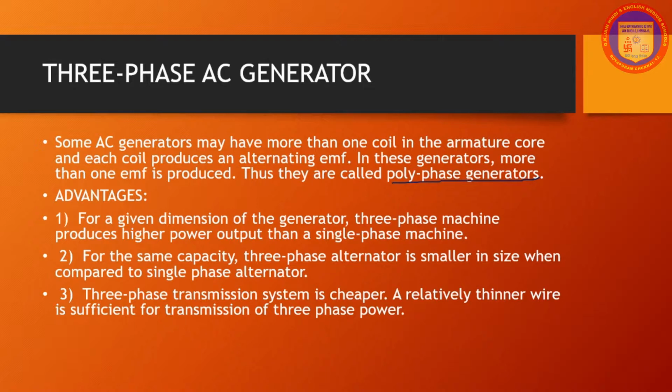Advantages of three-phase alternators. The three-phase system has many advantages over the single-phase system. First, for a given dimension of the generator, a three-phase machine produces higher power output than a single-phase machine. For the same capacity, a three-phase alternator is smaller in size when compared to a single-phase alternator. The three-phase transmission system is cheaper. A relatively thinner wire is sufficient for transmission of three-phase power.